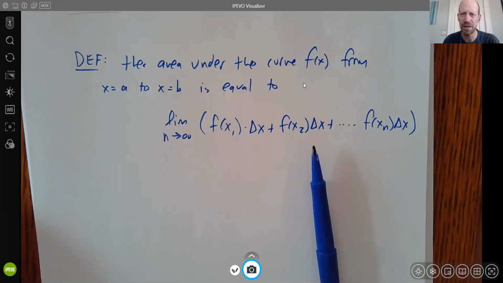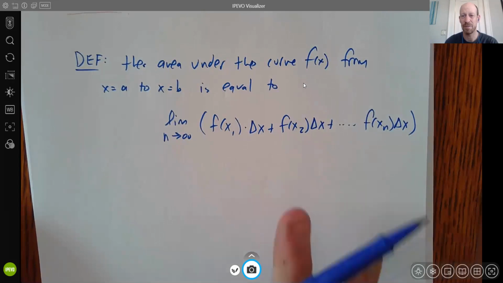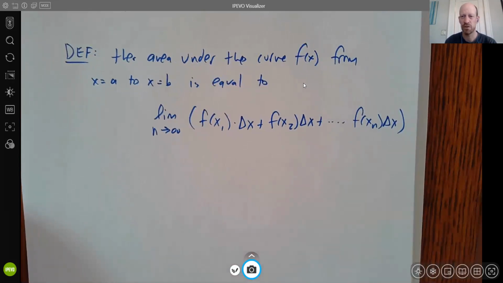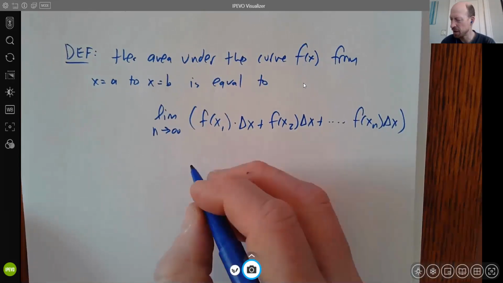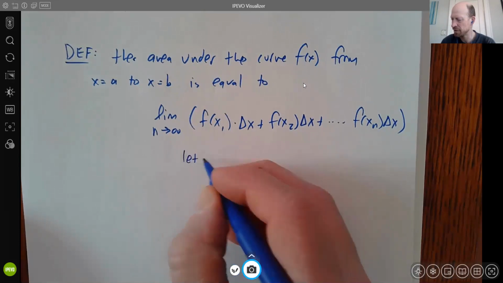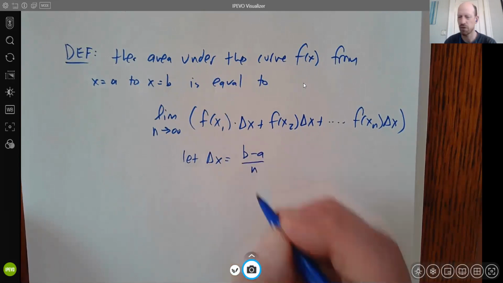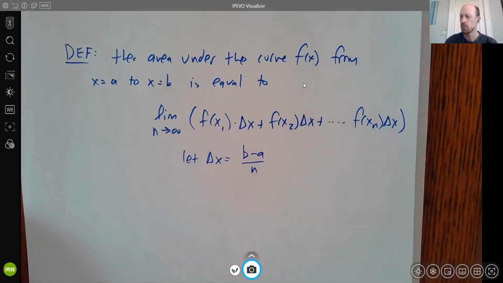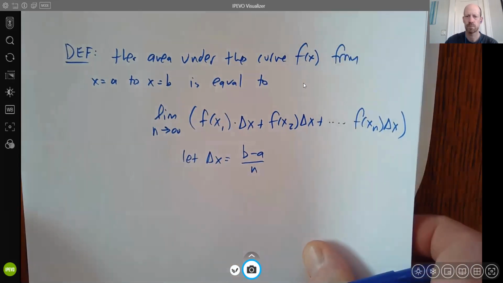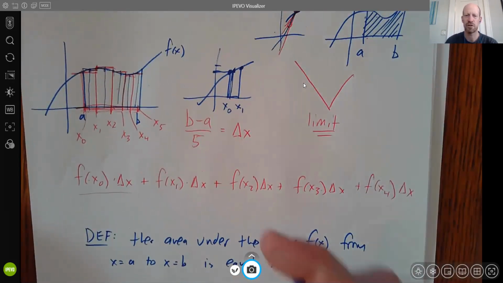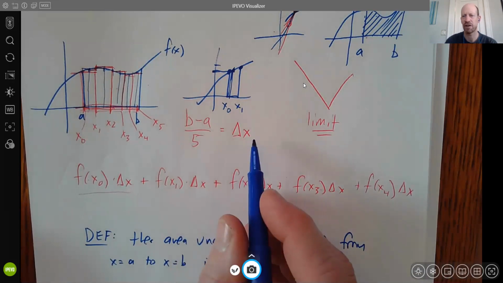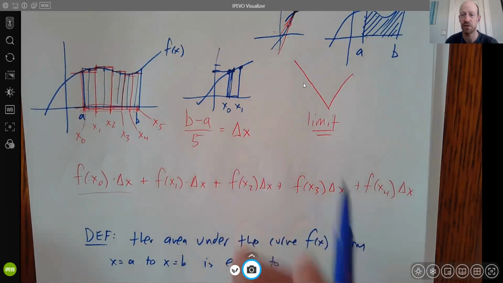Okay, so let's see if we can reformat and rework this in some sort of way that allows us to actually calculate the limit. So here's a couple definitions I'm going to make. First of all, let delta x, just like I said before, equal b minus a over n. So that's what we did here, right? We divided into 5 pieces to find our width, but now our number of pieces could vary.